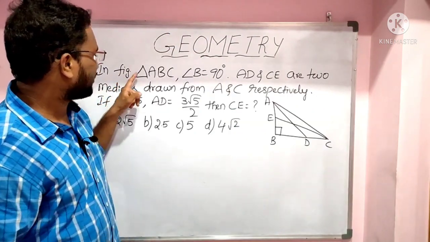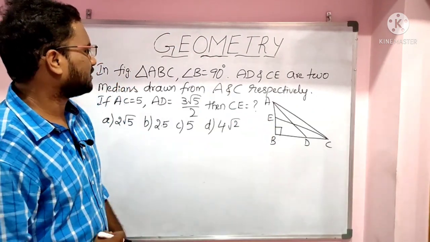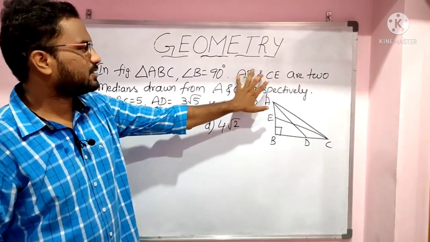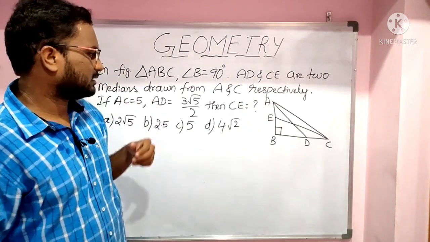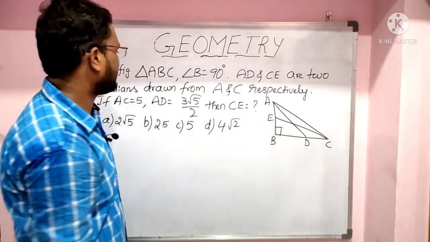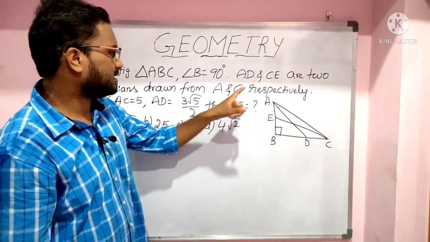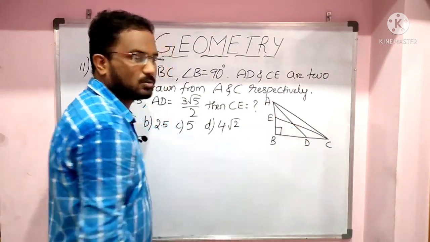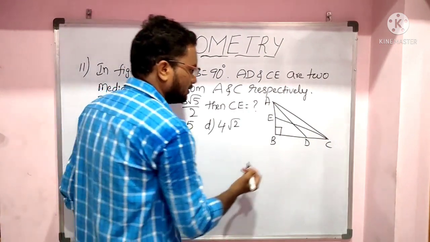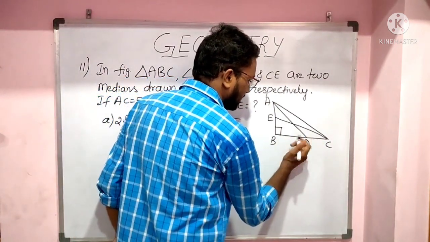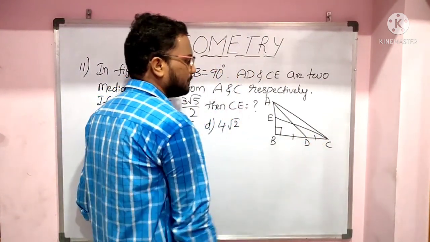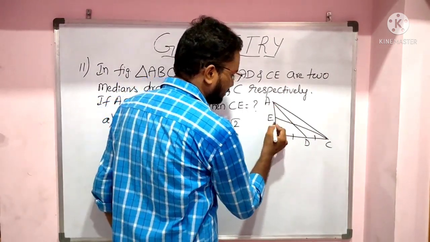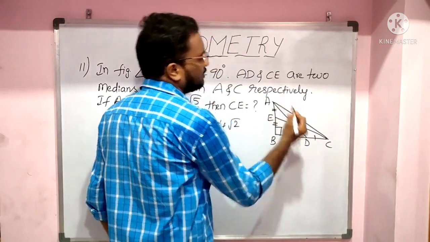Next problem. In the figure, triangle ABC, he has given a figure. Angle B is 90 degrees. AD and CE are two medians drawn from A and C respectively. These two are medians. That means D is the midpoint of BC, so BD equals DC. And E is the midpoint of AB, so BE equals EA.